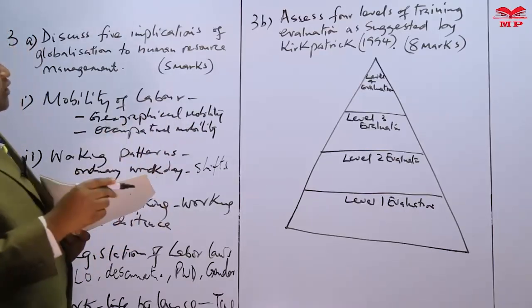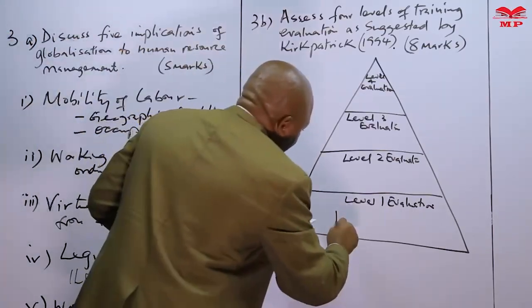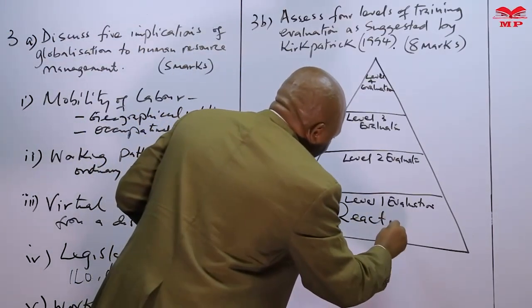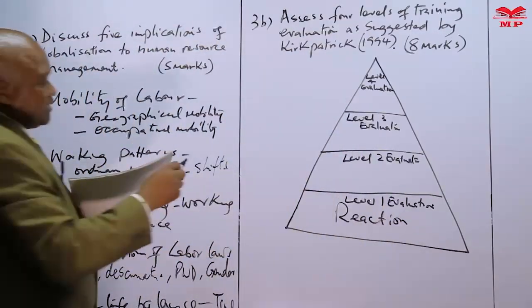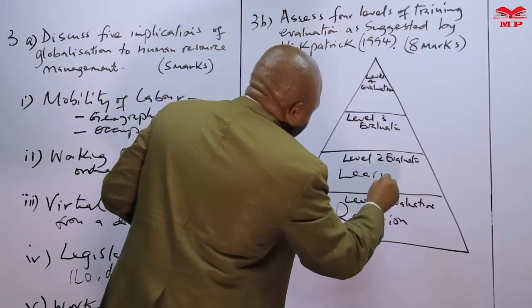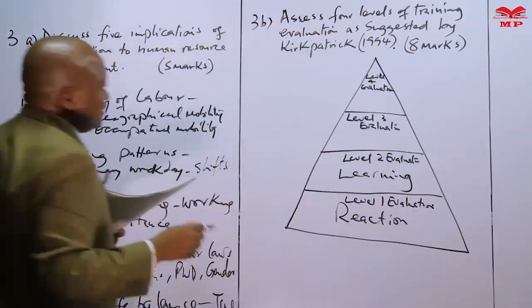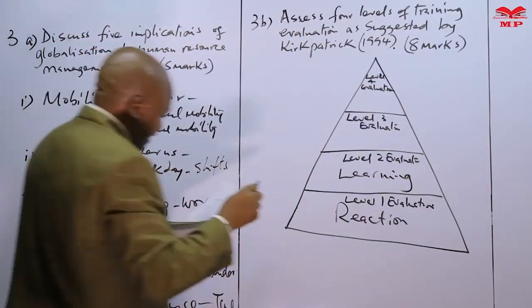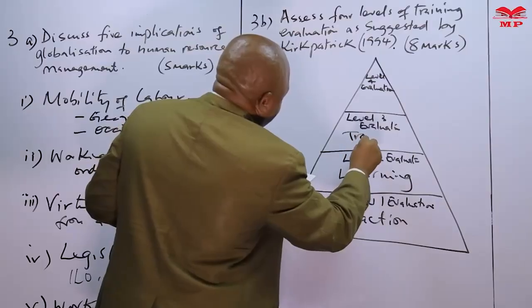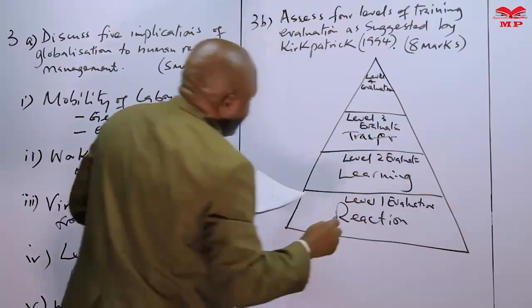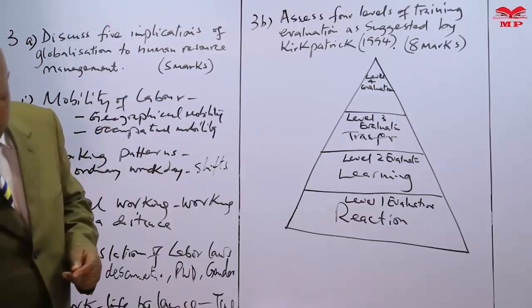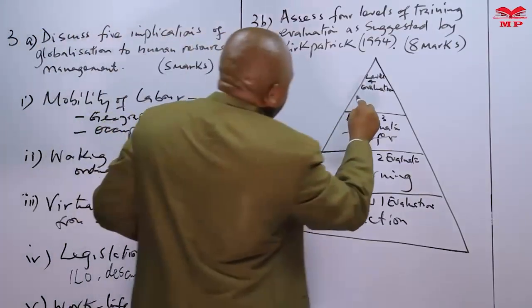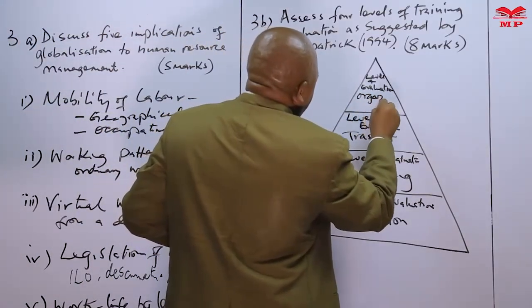So level 1, according to Kirkpatrick, was referred to as the reaction level. Level 2, he termed it as the learning level. Level 3 evaluation, Kirkpatrick termed as the transfer level. And level 4, according to Kirkpatrick, was the organizational performance level.